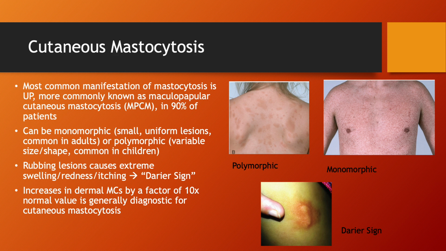And typically people with these lesions are going to have extreme swelling, itching, and redness that leads to something called Darier's sign, which is portrayed down here. And something that we see just sort of off lab samples is that dermal mast cells are going to increase by a factor of nearly 10 times their normal value. And that is going to be a diagnostic criteria for cutaneous mastocytosis. It's just seeing a crazy high number.